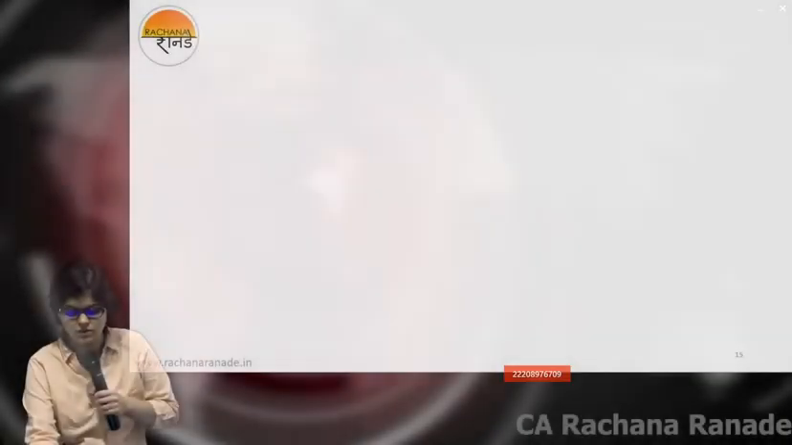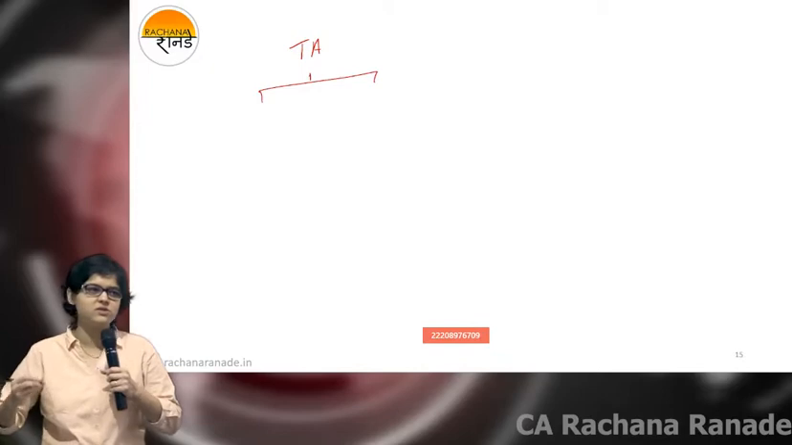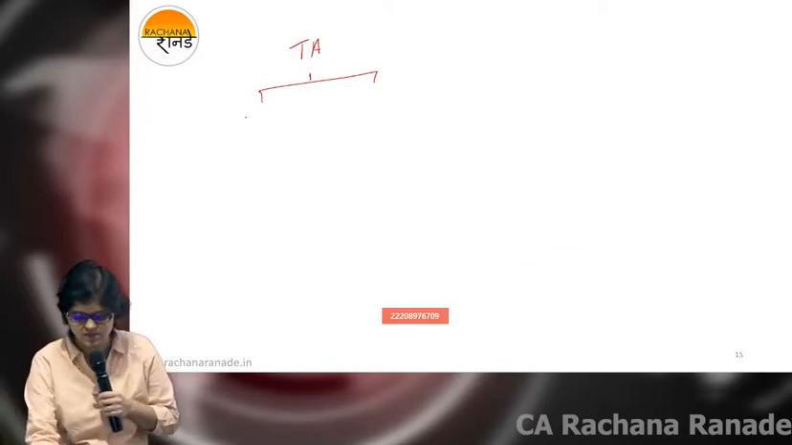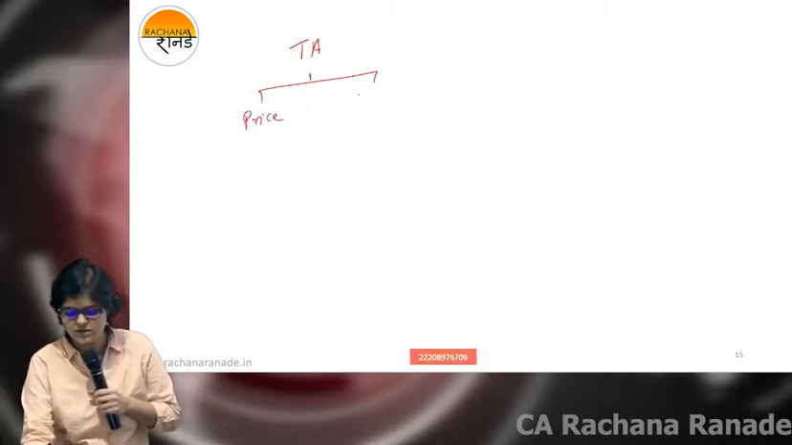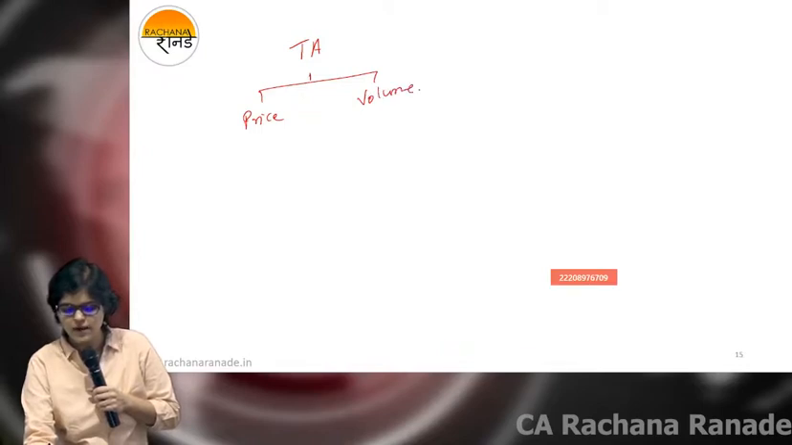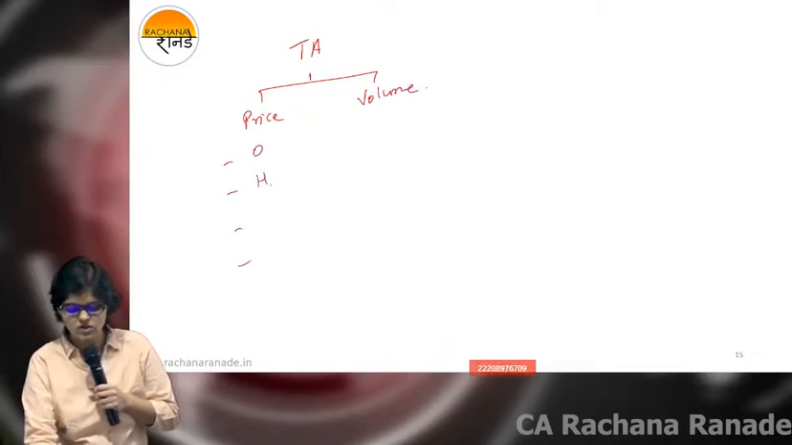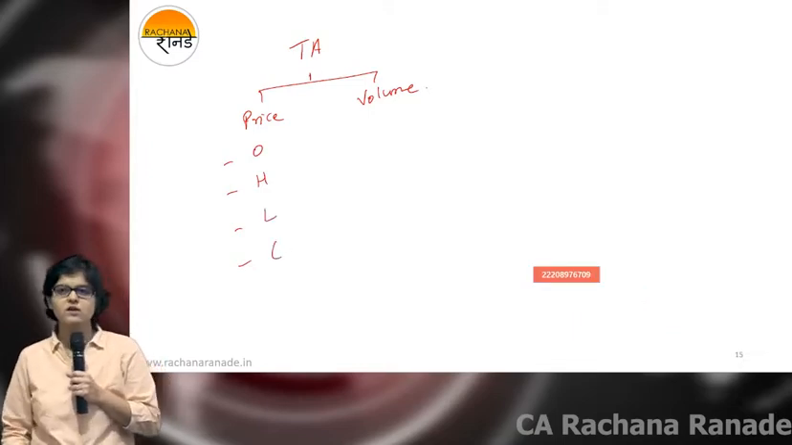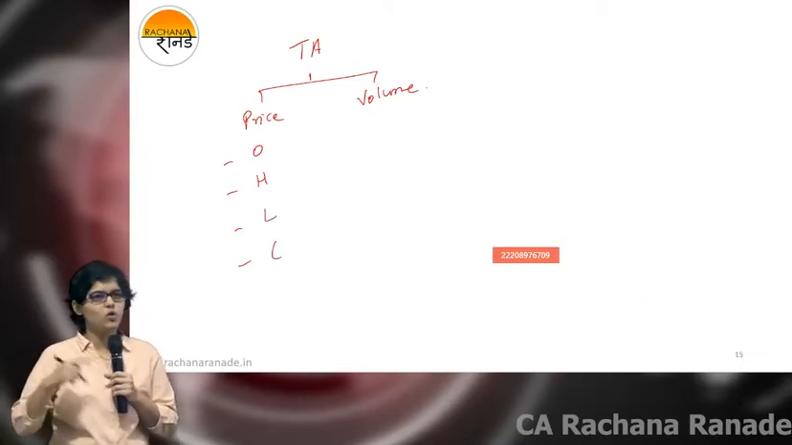Yesterday we talked about a concept that technical analysis is mainly dependent on two major points, I can say. And which are these? One is price and one is volume. And for price, we said that there are four major prices: O, H, L, C. What is OHLC? Open, high, low, close.